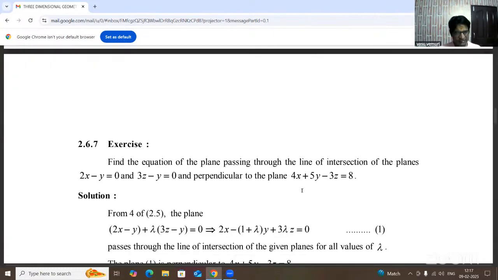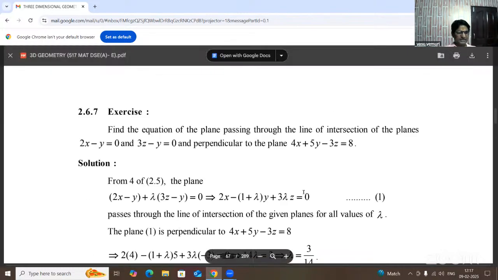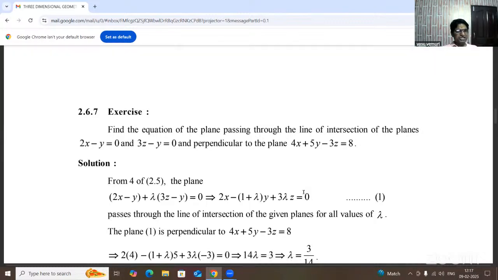Okay. Now, this is also one of the important problems, 2.6.7. Each and every problem on the plane is very important to practice. So given the problem, you must study and practice it. Find the equation of the plane passing through the line of intersection of the planes 2x minus y equal to 0 and 3z minus y equal to 0, and it is perpendicular to the plane.